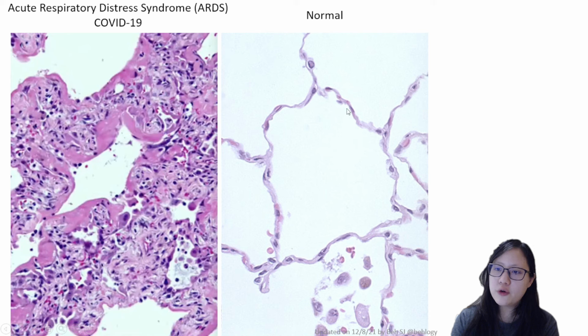And you can see it here in the normal micrograph for the alveoli here, right? It's 1 cell thick again. You can see that it's very thin walls and it's like a network.